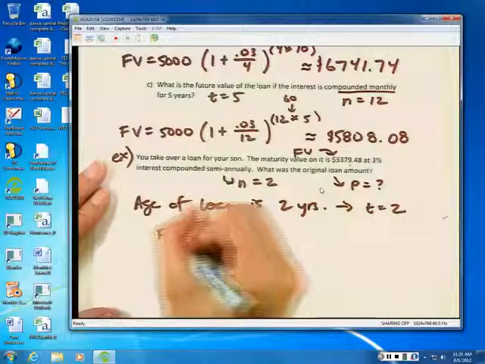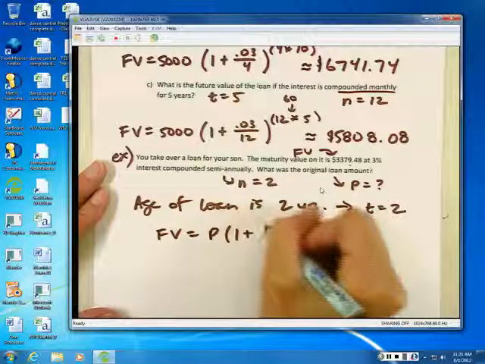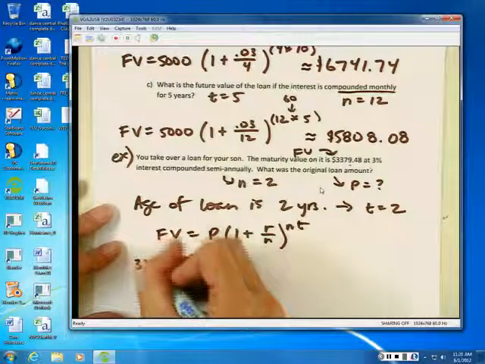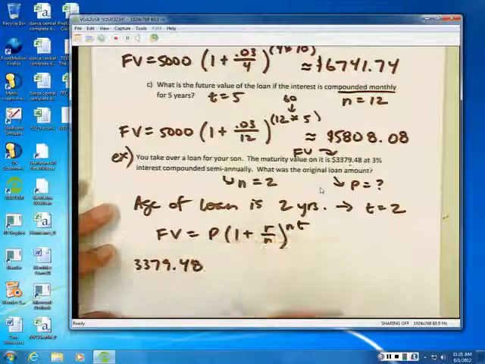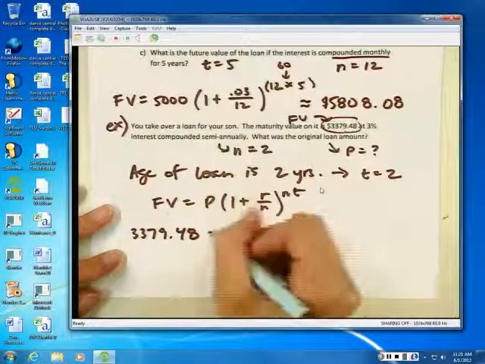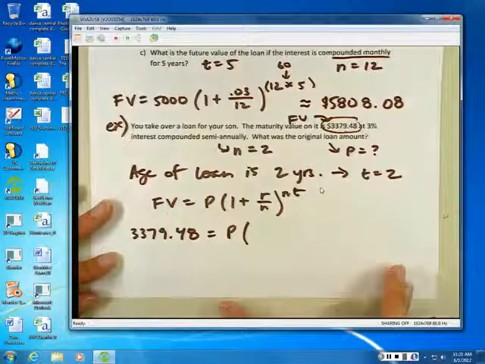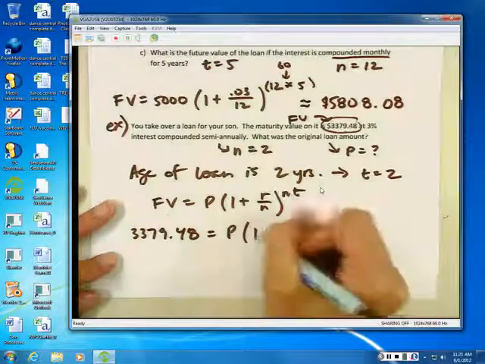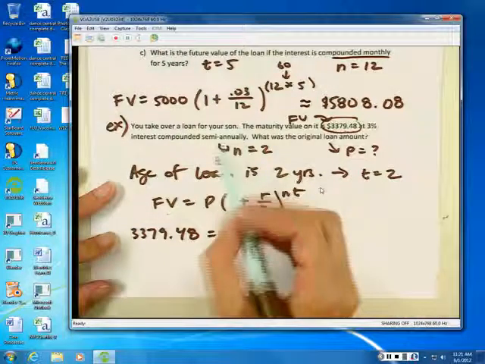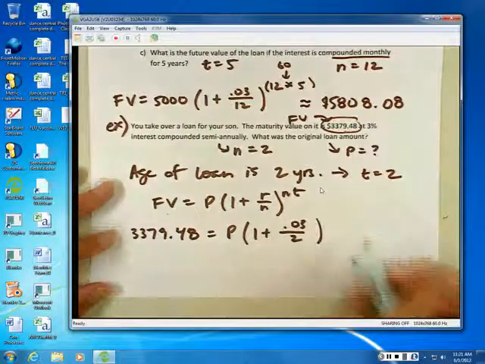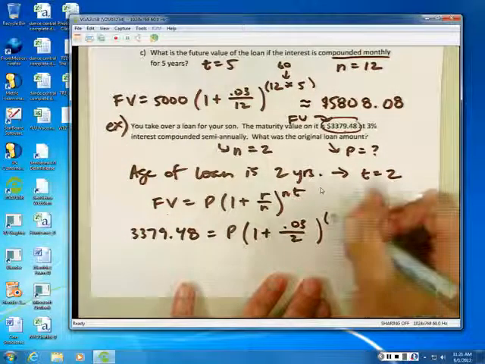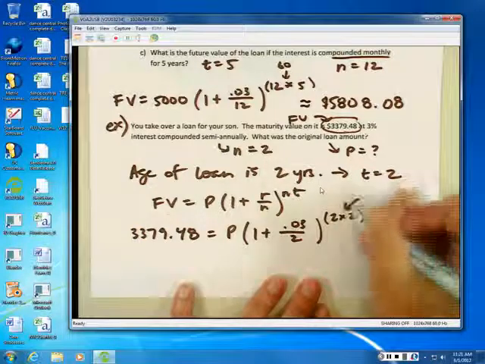In my formula, I'm going to write the whole thing up here, 1 plus R over N all to the NT. I know what the future value is, so we just took over his loan, and the value right now, which is the future value, is $3,379.48, so that amount. I'm looking for P. I don't know what the original loan amount was. 1 plus 0.03 divided by the number of compoundings semi-annually, so 2. All to the n times t. So those compoundings happened 2 times 2, so 2 times 2. So that's going to be a 4 up there.